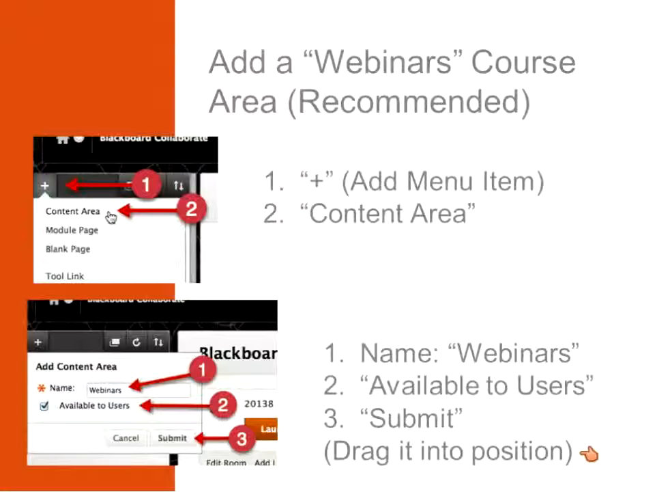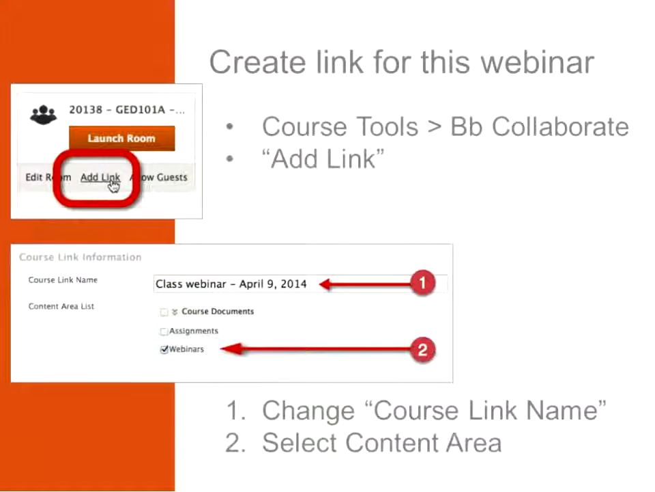So this is just review. This isn't anything specific to Collaborate. This is the stuff that's important. I'm going to go back to my rooms in the control panel, course tools, Blackboard Collaborate. So I see that box that has that room. And I click on the Add Link link.